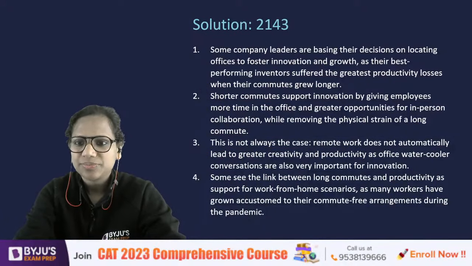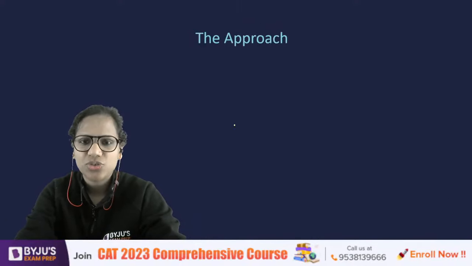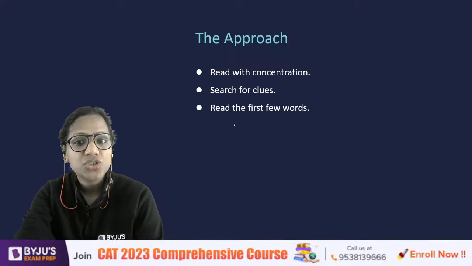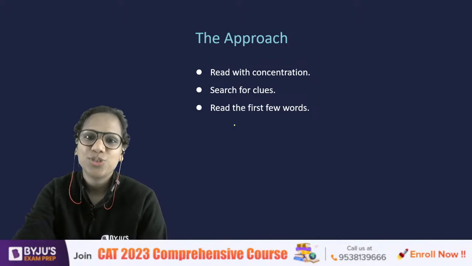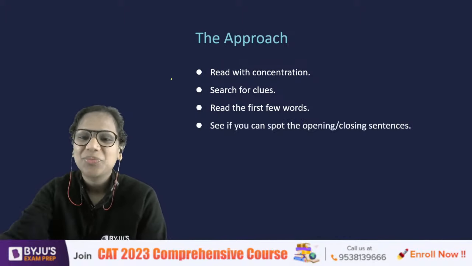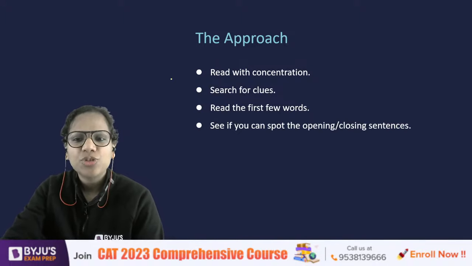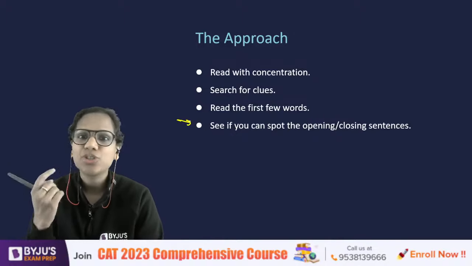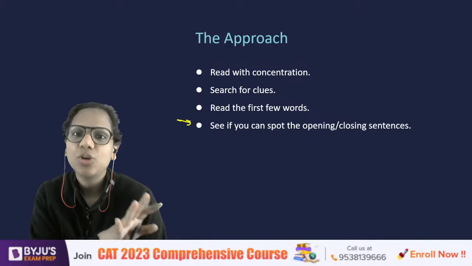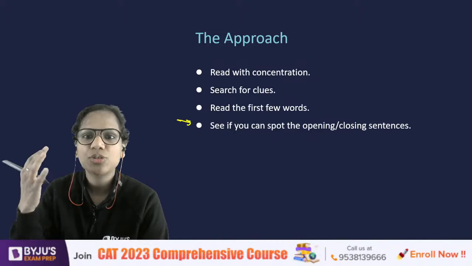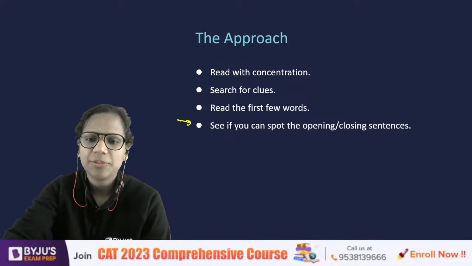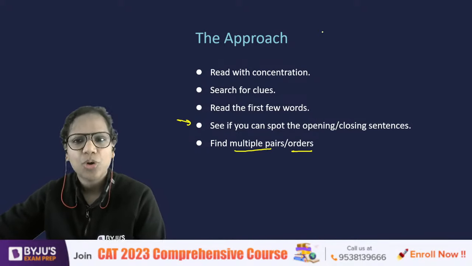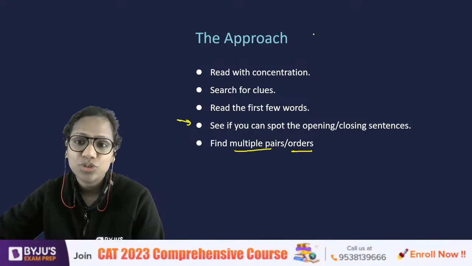Perfect. Then let's come to the next question. So far we have done this. We are reading with concentration. We are searching for clues. We are paying attention to the first few words. I hope you're doing this, right? And if we are able to spot the opening and closing sentences, great. Otherwise, did you see that I was not very bent on finding the opening sentence first in the previous question? I was more focused on making pairs. Then finding multiple pairs or orders becomes very important when you are not having any options, right?